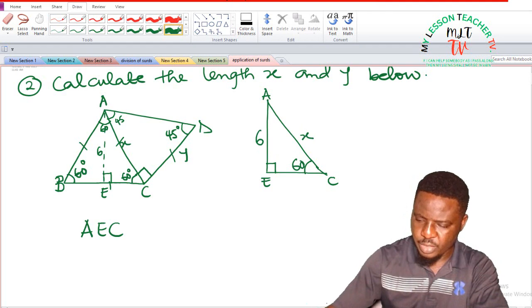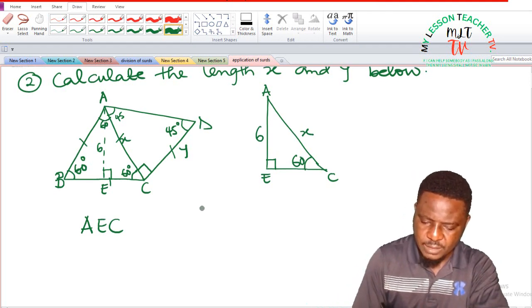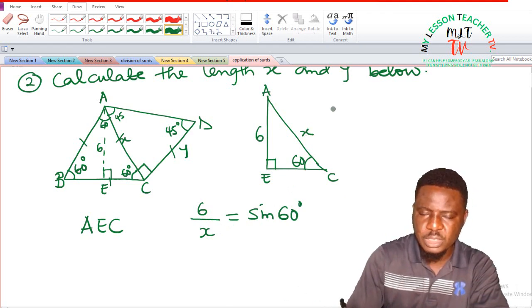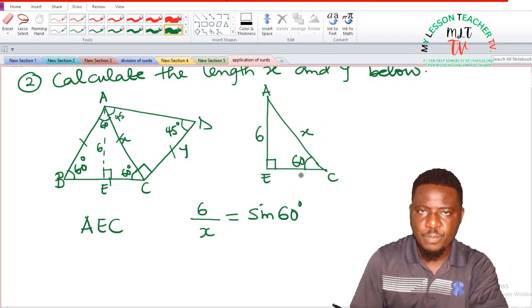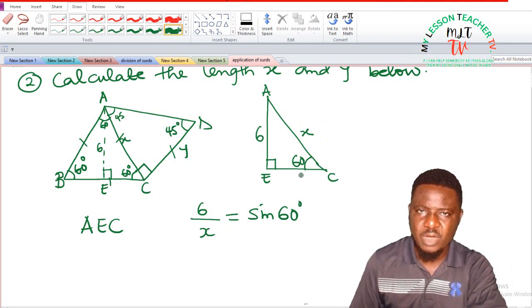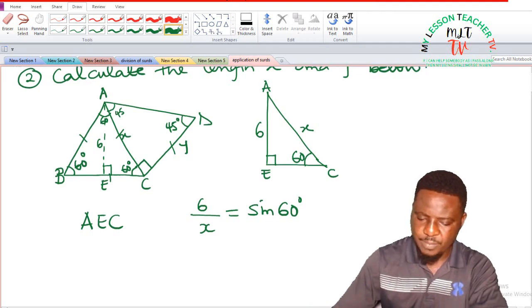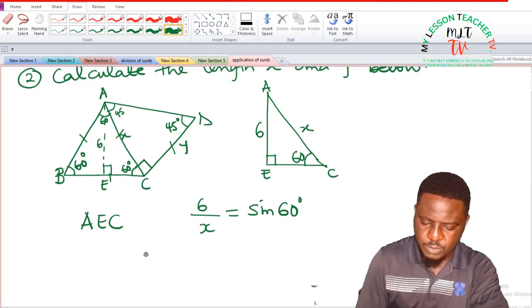Now, with the application of trig ratios, we have it that 6, which is the opposite side to angle 60 degrees, 6 divided by X will be equal to sine 60 degrees, because this is the opposite to the angle and this is the hypotenuse, where the ratio of opposite to the hypotenuse side is said to be the sine of angle 60 degrees. So I'm going to make X the subject of the formula, where we cross multiply.